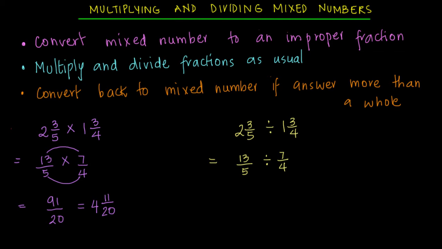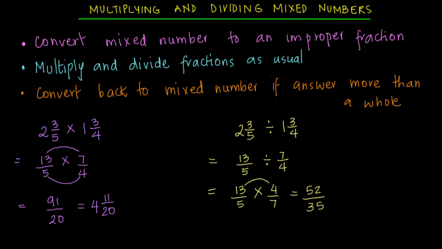Now that I've done that, I will follow the rules of division, which is I will keep the first number the same, which is 13/5. So my dividend stays the same. I'll change the division sign into multiplication, and I'll find the reciprocal of 7/4, which is 4/7. And then I multiply the 13/5 times 4/7. So 13 times 4 is 52, and 5 times 7 is 35.